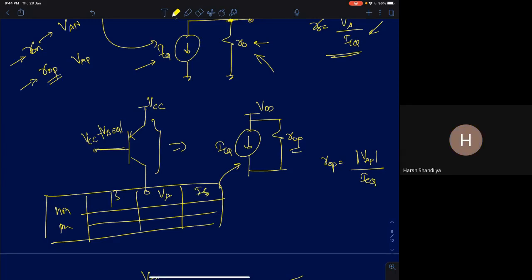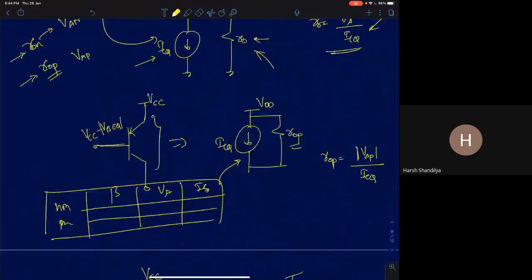So the table, Sir, yeah. Can you discuss how you derive the circuit from VCC minus VBEQ to the right circuit? How do you derive it? No, see, let me show.